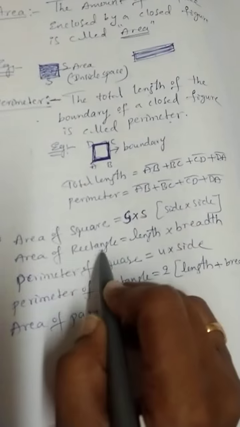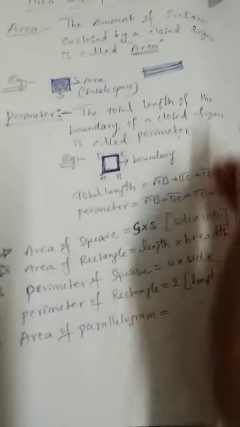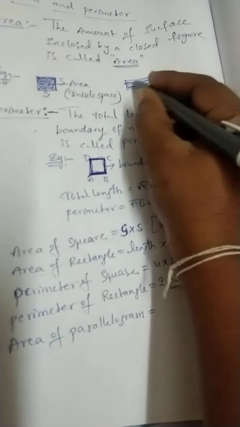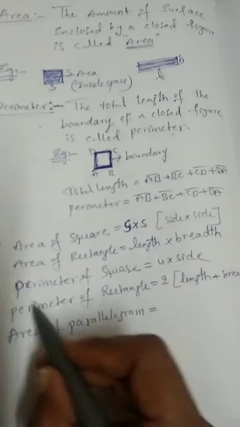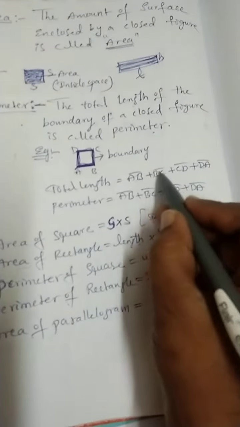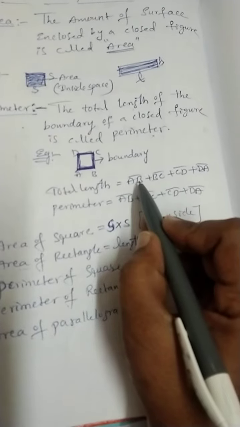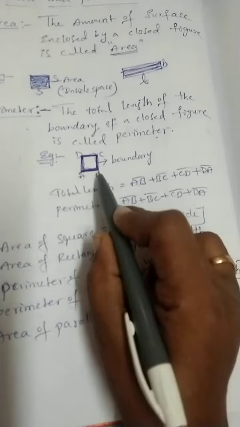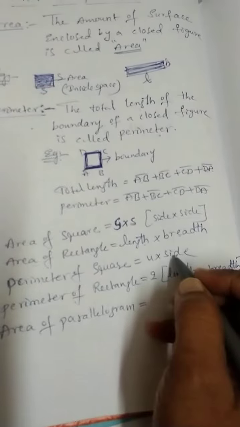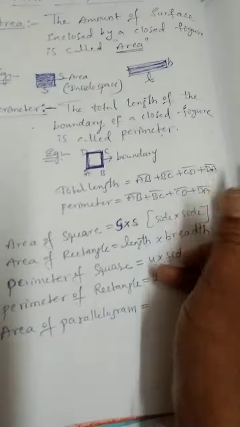Area of rectangle: length into breadth. Just write length into breadth. If you multiply, you will get the area of a rectangle. Next, perimeter of square, 4 into side. Instead of writing the sum of individual sides, since we are taking four sides, we can write 4 into side directly. Otherwise, if you don't know this formula, you can do it like this, the sum of all sides.